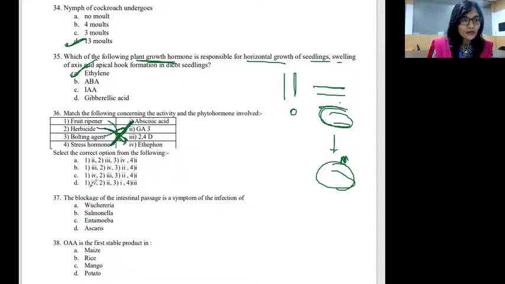So 1 is going to be 4, 2 is going to be 1, no, herbicide is going to be 3, and then third is going to be 2, and 4 is going to be 1. So we can choose the option as option C.